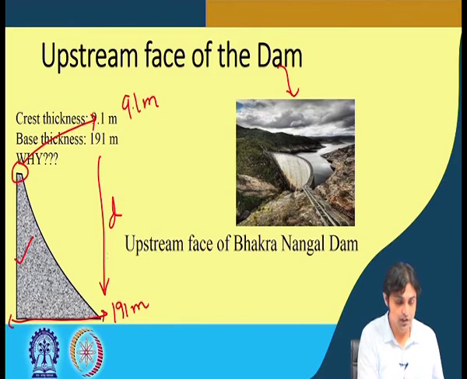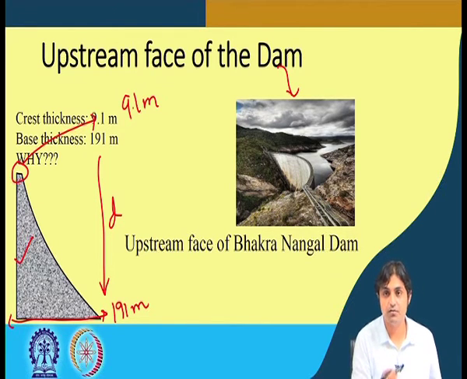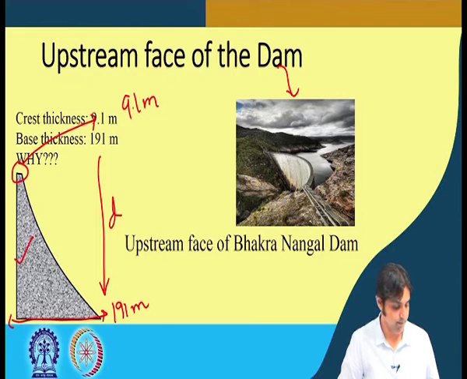So as you go deeper and deeper, the weight of the water that it needs to support increases. Therefore, to resist the force, the base of the dam needs to be larger. This is a very simple explanation why we have a smaller crest and the base thickness is very high.